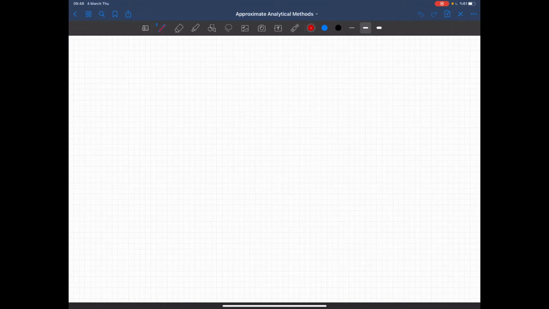Hello, today we will be talking about the approximate analytical methods. We will use these methods to solve the differential equations that we derived before. The first one that I want to talk about is the Castigliano's Theorem.